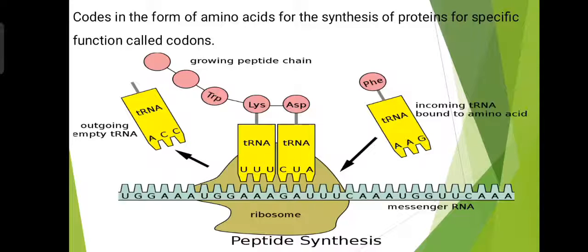Ribosomal RNA reads the sequence and catalyzes peptide bond formation, and transfer RNA serves as the carrier molecule for amino acids to be used in protein synthesis and is responsible for decoding the mRNA. The codes for the amino acids for the synthesis of proteins for specific functions are called codons. Here you can see the image for peptide synthesis.